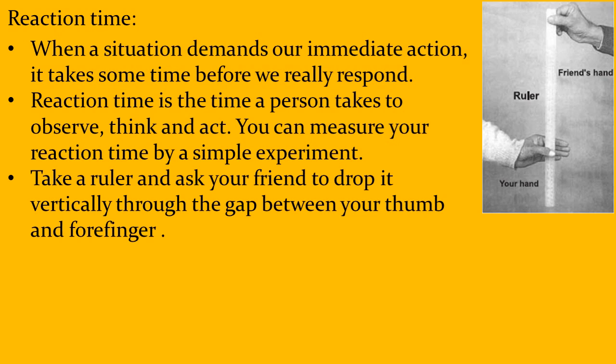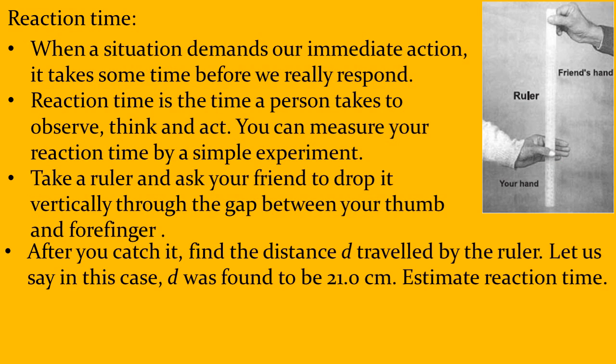Now, take a ruler. Here is a ruler, isn't it? And ask your friend to hold it here. And you keep your fingers around the ruler like this. Don't hold it. And ask your friend to drop it vertically through the gap between your fingers. And as soon as it drops, you catch the ruler. As it drops, the ruler goes down and you catch it, isn't it? Now the ruler will travel some distance before you catch. You find the distance d traveled by the ruler.